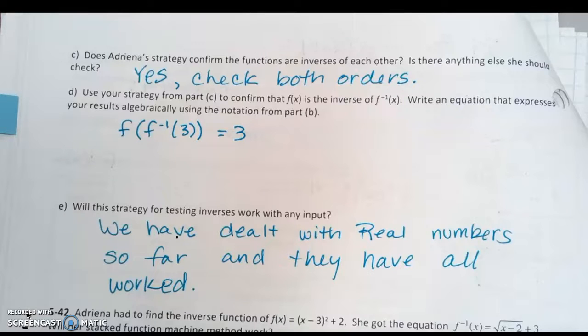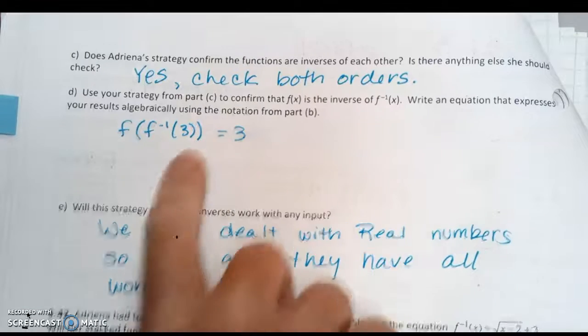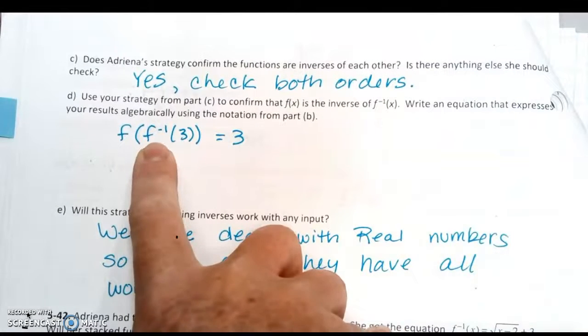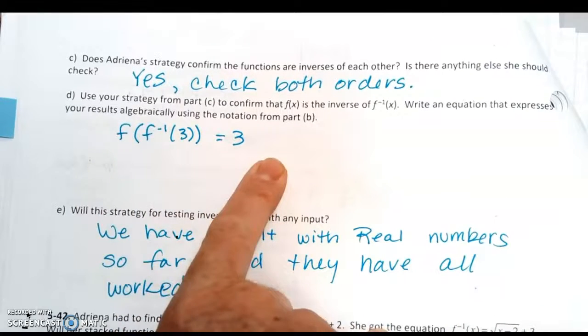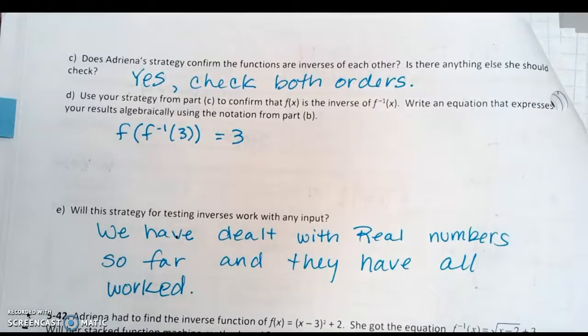Part D, use your strategy from part C to confirm that f of x is the inverse of f inverse of x. Write an equation that shows your results algebraically using the notation from part B. So you take the inverse of 3, plug it into the function, and you actually get out 3. It's kind of like redundancy. Part E, will this strategy for testing inverses work with any input? At this point, we have only dealt with real numbers so far, and they have all worked out.